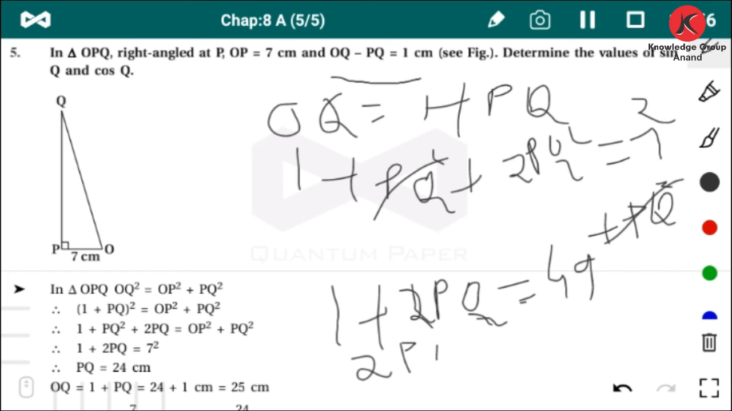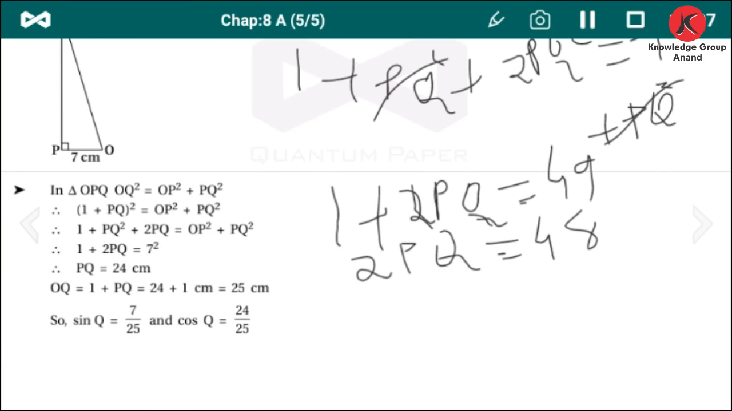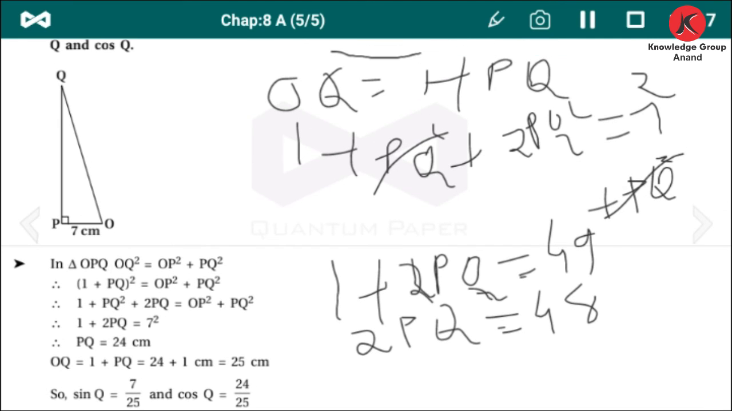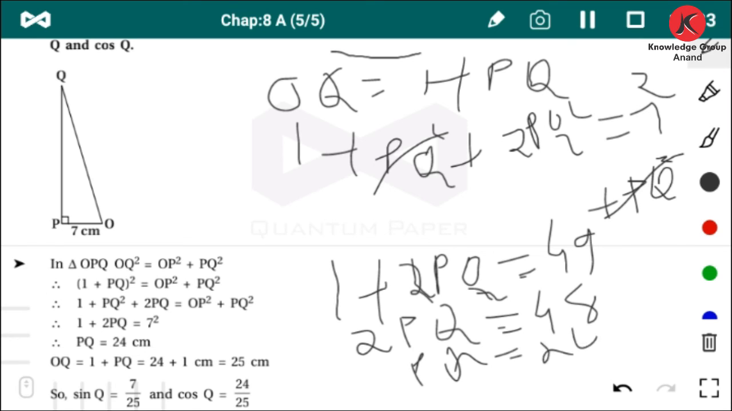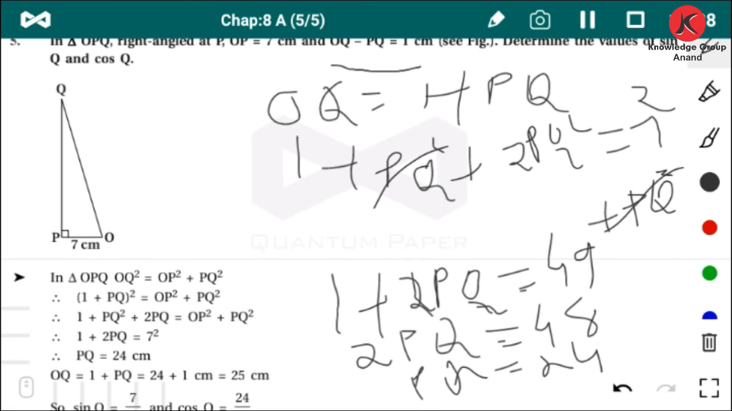Therefore, PQ is equal to 24. We get OQ is equal to 1 plus PQ, 24 plus 1, that is 25. So we write here PQ is equal to 24 and OQ is equal to 25.